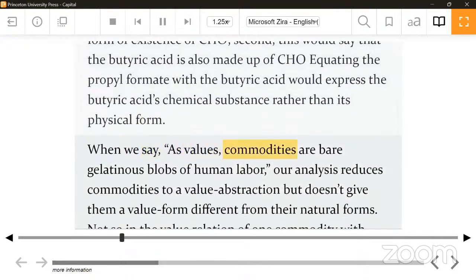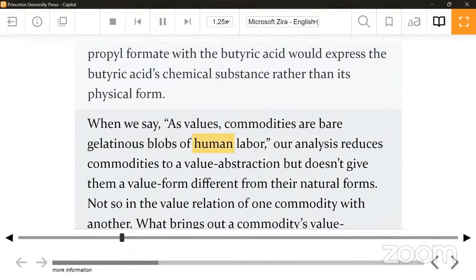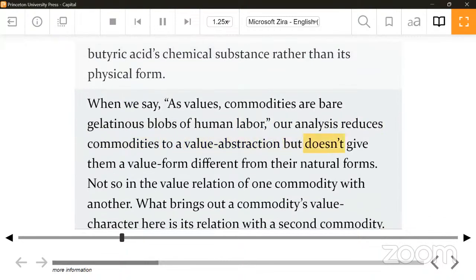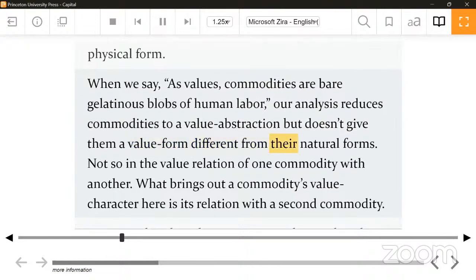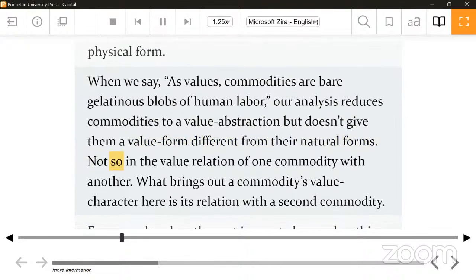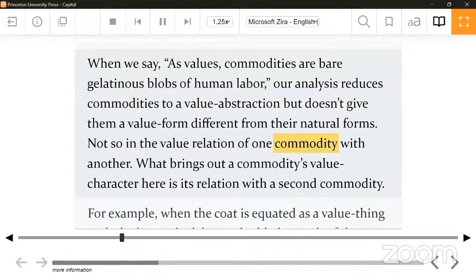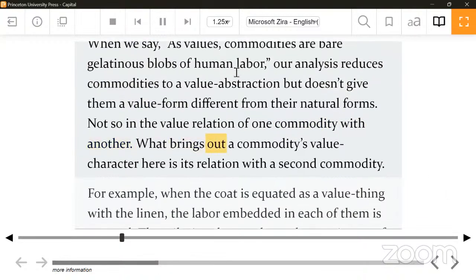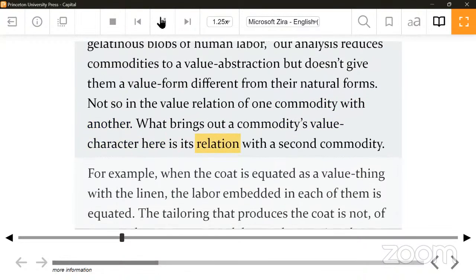When we say, as values, commodities are bare gelatinous blobs of human labor, our analysis reduces commodities to a value abstraction but doesn't give them a value form different from their natural forms. Not so in the value relation of one commodity with another. What brings out a commodity's value character here is its relation with a second commodity.